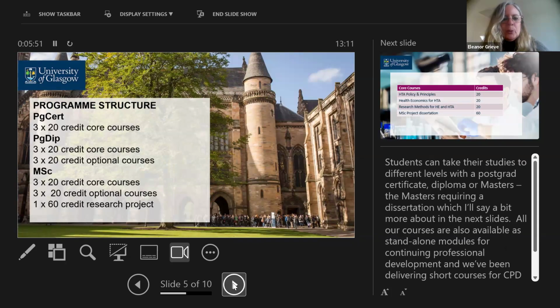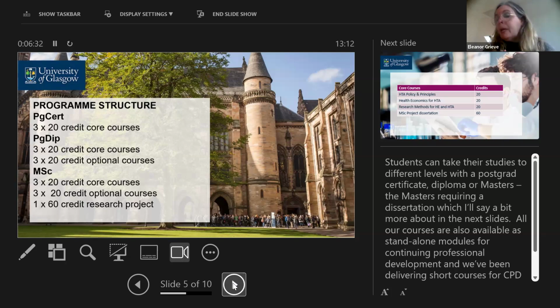Sure. So we have structured the program in that we have core modules and optional modules. Students can either undertake a postgraduate certificate, a postgraduate diploma, or the full master's. So I'll try and explain briefly what the different elements are. For the postgraduate certificate you would undertake our 3 core courses only, and everyone who's doing the certificate, the diploma, or the master's would have to undertake these core courses.